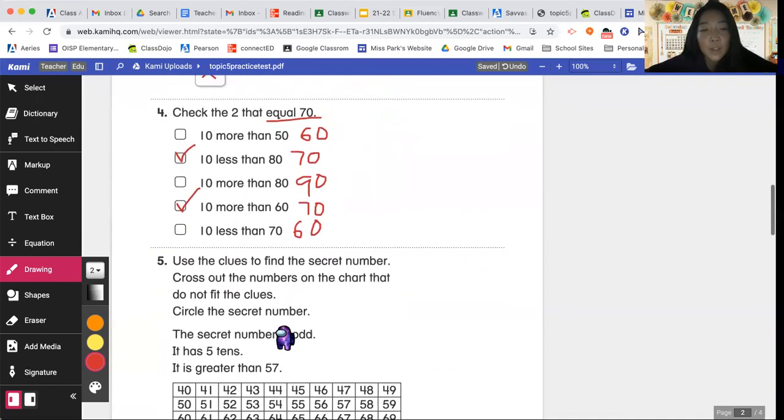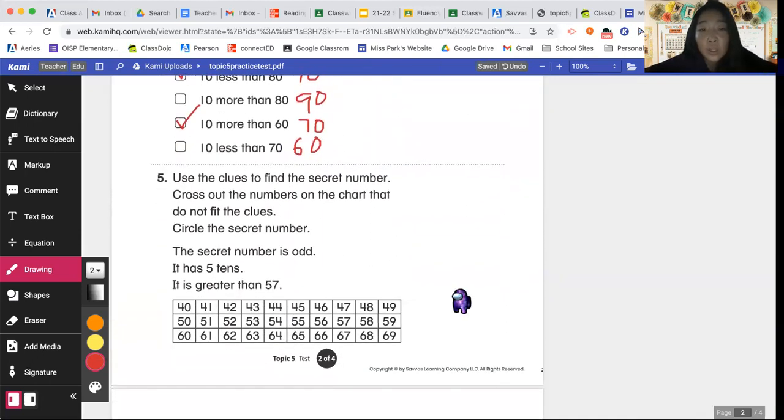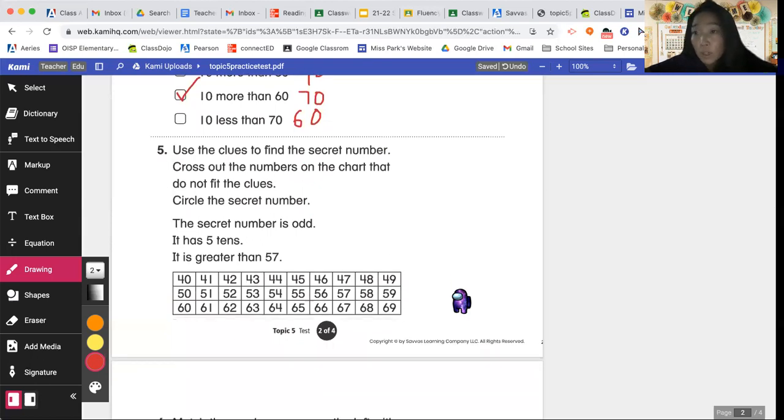All right, moving on to number 5. Use the clues to find the secret number. Cross out the numbers on the chart that do not fit the clues. Circle the secret number. So what you guys are going to do is read the clues, find the answer, pause the video if you need more time. The secret number is odd. It has 5 10s. It is greater than 57. Pause the video if you need more time.